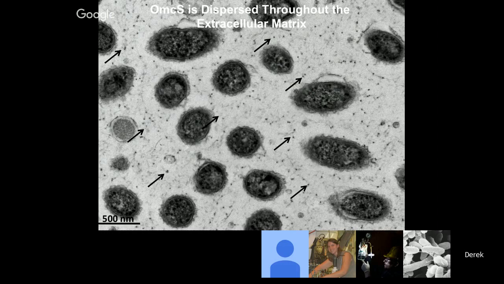Here's another look at it through a thin section through one of the aggregates, so you can see the cells. You don't really see pili that well in thin section, but this was also immunogold labeled, and you can see the OmcS throughout the matrix.